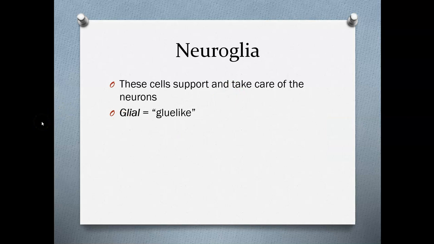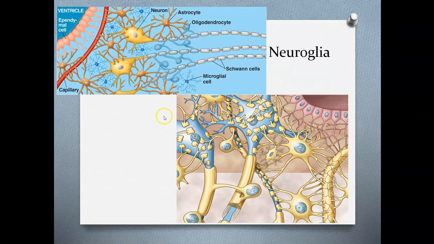Neuroglia support and take care of the neurons. So these neurons need to be supported, and the glial cells do that, and they stick to them. And we can see them here. These are microglia we see here, and oligodendrocytes. These all help stick, connect, hold these neurons into place, and then of course support them.